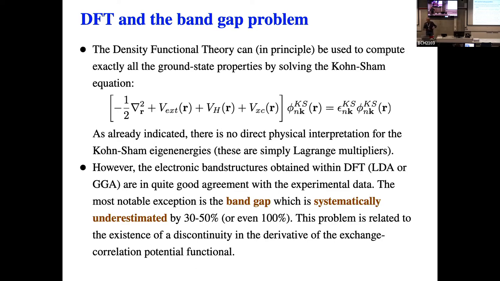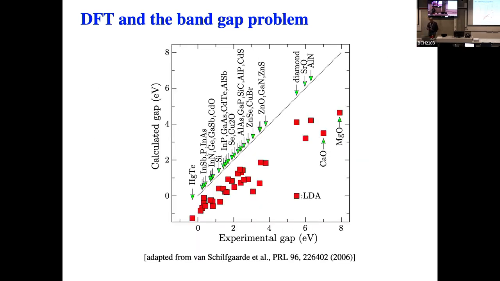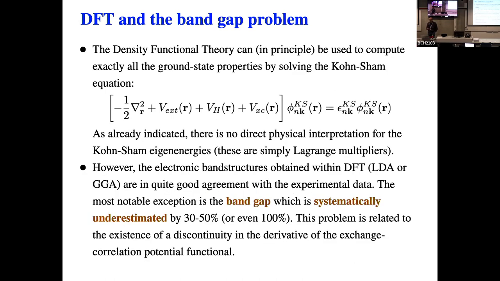Okay, so this whole tutorial is also about the fact that, as you probably know, there's a problem with DFT, which is the fact that it systematically underestimates the band gap by 30, 50%, or even sometimes 100%. And as I will show you, this problem is related to the existence of a discontinuity in the derivative of the exchange correlation potential. So when you say the band gap, you really mean take the Kohn-Sham eigenenergies. Yeah, so if you take the Kohn-Sham eigenenergies of the last occupied and the first unoccupied, then you make the difference between the two, okay?